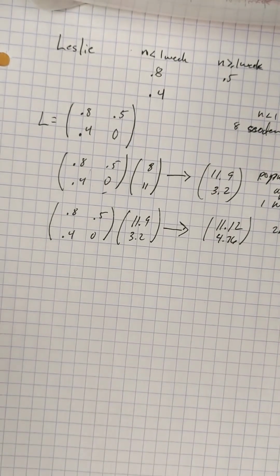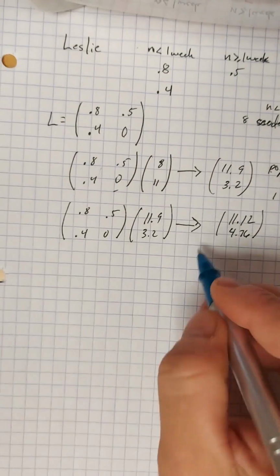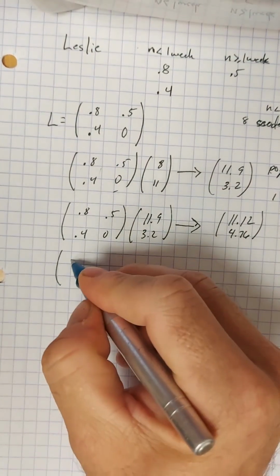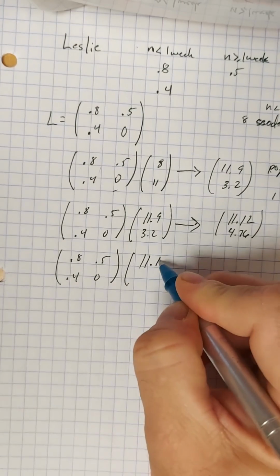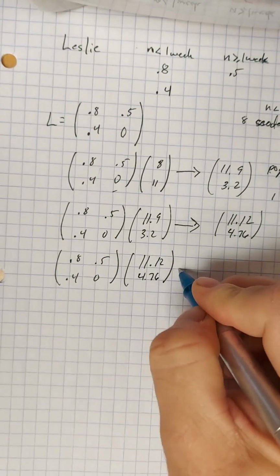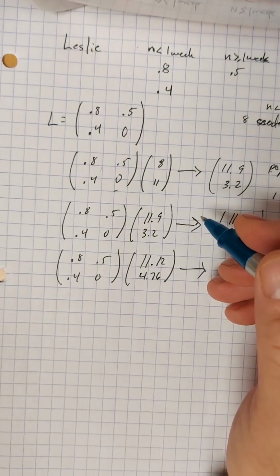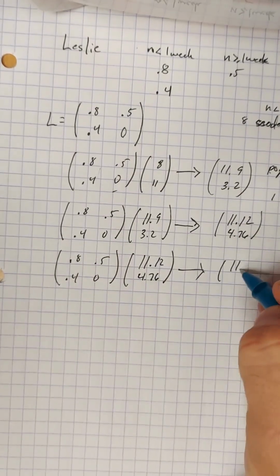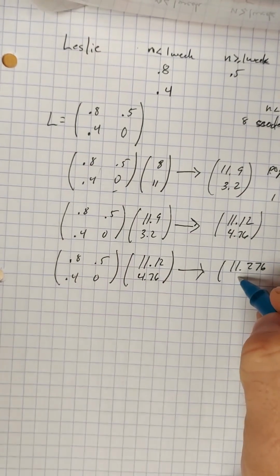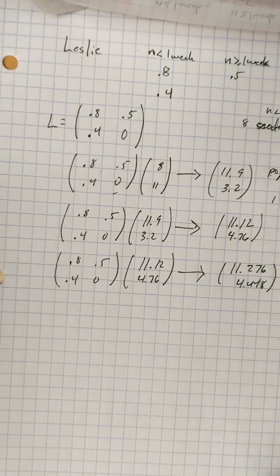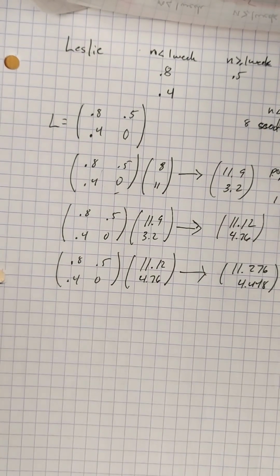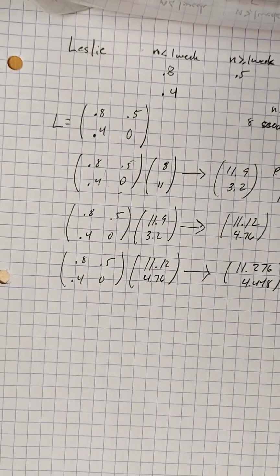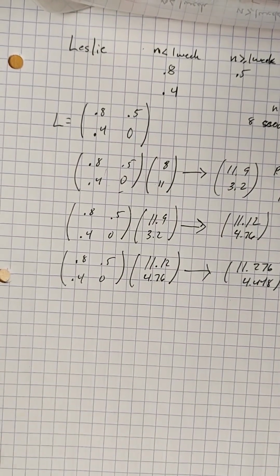So first week, second week, and then I wanted us to find it for the third week. So let's take this population and multiply it one more time. So 0.8, 0.5, 0.4, 0, and 11.12, 4.76. That gives us the result of 11.276 and 4.448. This is our third week. You'll notice that the population seems to be settling around 11. That's kind of interesting. All right, let's move on to problem 3.